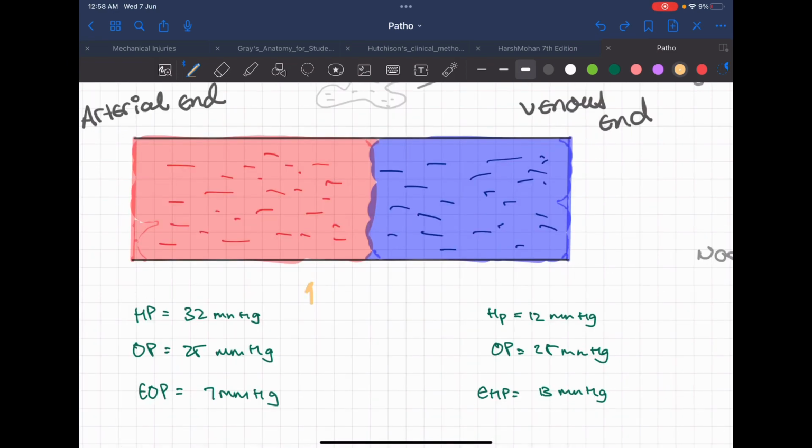Next mechanism would be increased capillary permeability, which would be due to various capillary poisons, as we discussed a few minutes ago. And these capillary poisons lead to gapping of the endothelial capillary lining, due to which a lot of fluid escapes from the gaps and enters into interstitial fluid, causing edema.